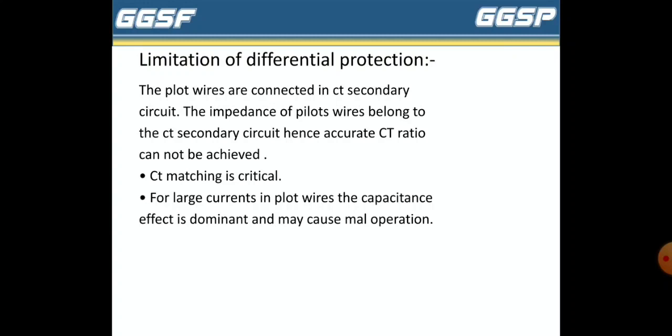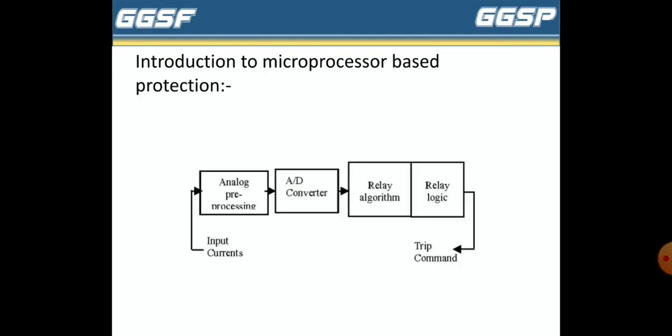Limitation of differential protection. The pilot wires are connected in CT secondary circuit. The impedance of pilot wires adds to the CT secondary circuit, hence accurate CT ratio cannot be achieved. CT matching is critical. For large currents in pilot wires, the capacitance effect is dominant and may cause maloperation.